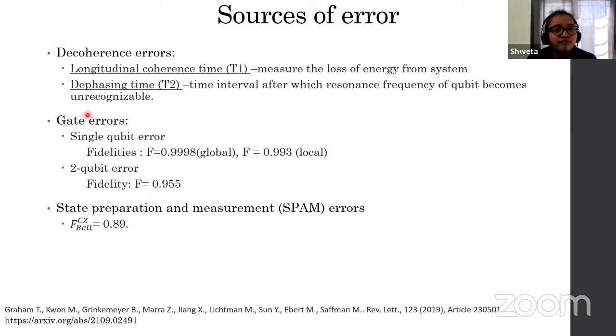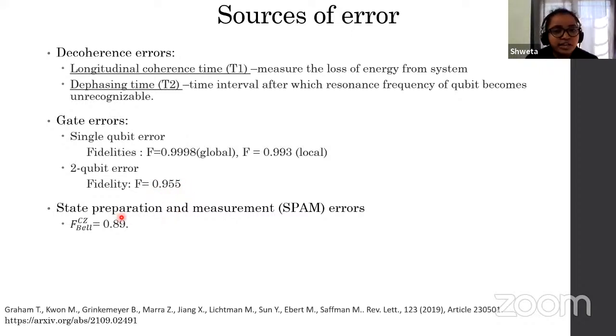And again, after that, there are the gate errors, which are single qubit errors and 2 qubit errors. As Professor Saffman in his lecture also mentioned, for the single qubit gates, for global gates, the fidelity achieved so far is 0.9998. For the local gates, the fidelity achieved is 0.993. And for 2 qubit gates, the fidelity achieved is 0.955.